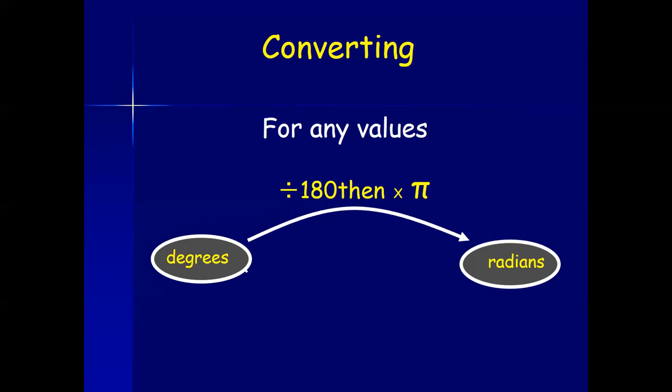So if we divide by 180, then times by pi, to go from radians to degrees is going to be the opposite. You're going to divide by pi and then times by 180. Yeah. So that's how you convert from one to the other. Remember, you can allow your calculator to do any of these.